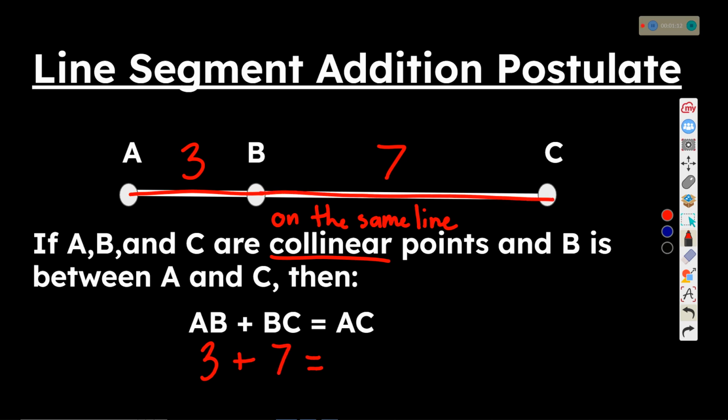What this postulate is telling us is basically a definition of distance. To add up the distance of the whole line, I would have to add up the two pieces, which are 3 and 7, and 3 plus 7 is 10. So that would be the length of the whole line segment. So this is all the line segment addition postulate is. It basically tells us that we can add up the two pieces of one line to make the whole line.